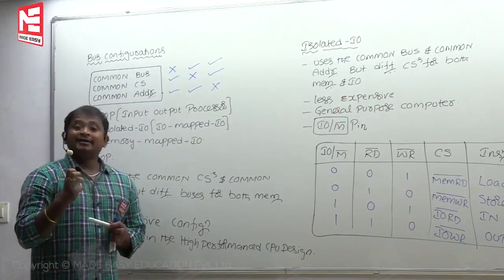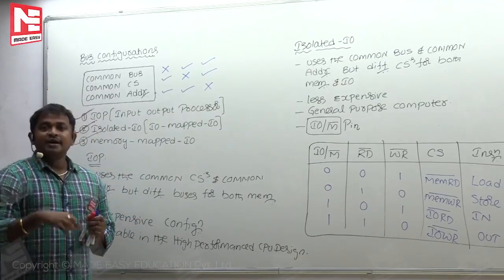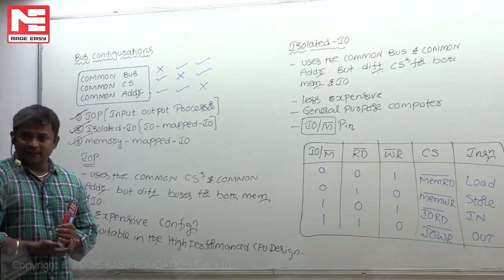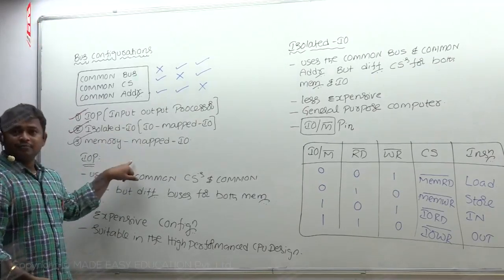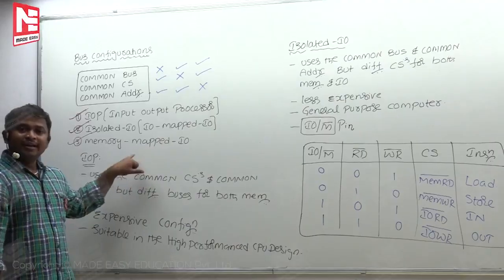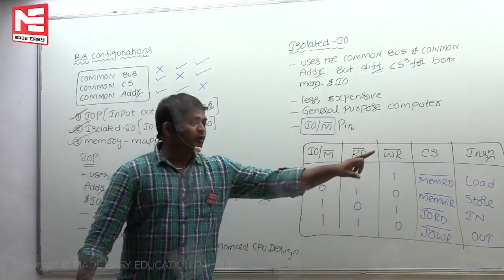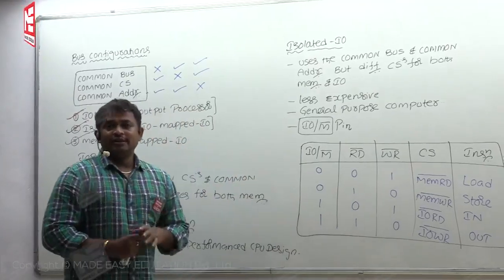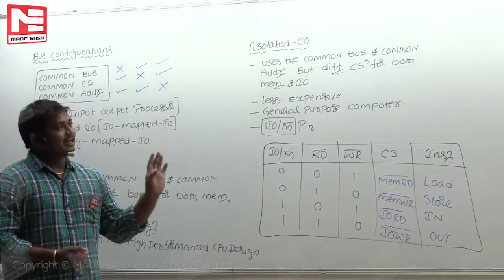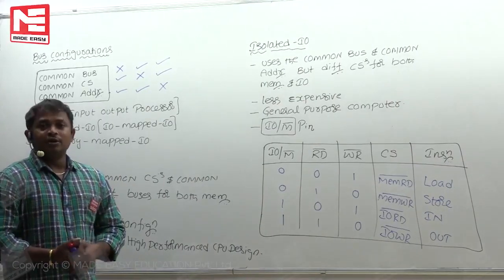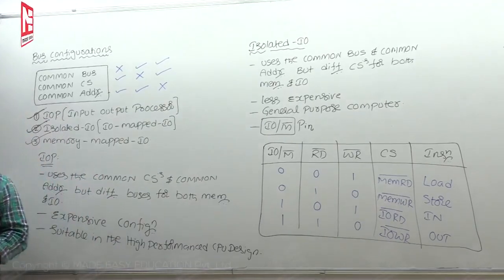To avoid the communication conflicts in the computer system, at the time of designing the computer, the designer follows any one of the configurations to implement the system. When the designer follows any one of the configurations like this, there is no possibility of conflicts. When there is no conflict, the system is 100% reliable. Okay, this is the information about the bus configurations. Okay, copy the data quickly, fast.